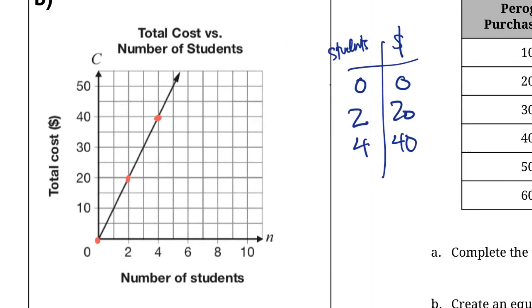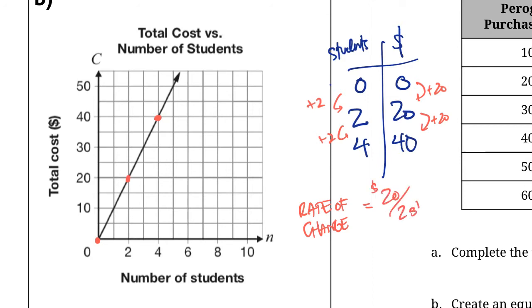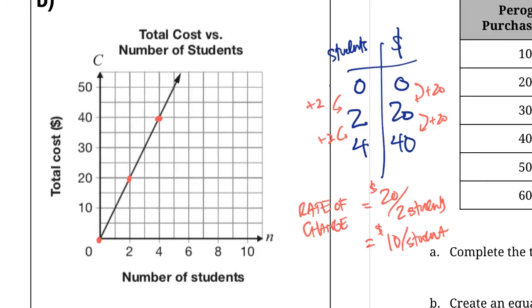So we can look here. It's going up by 20, but this is for every 2 students, right? So to find the rate of change, we would do the same thing. We would divide $20 for 2 students is going to give us $10 per student. So you might notice that's the same price per student as the first one.